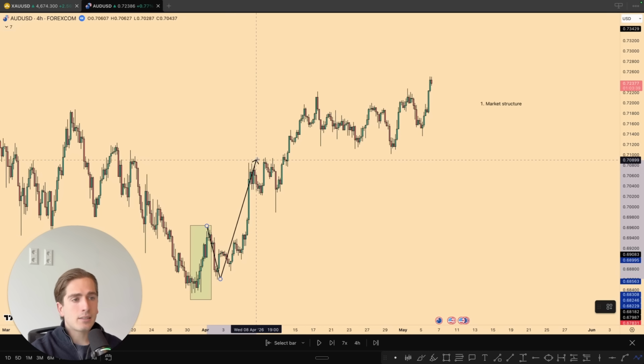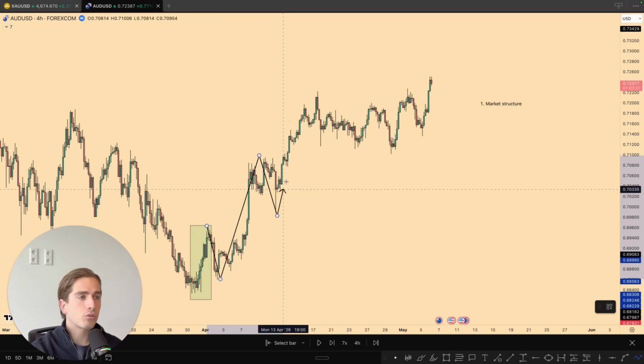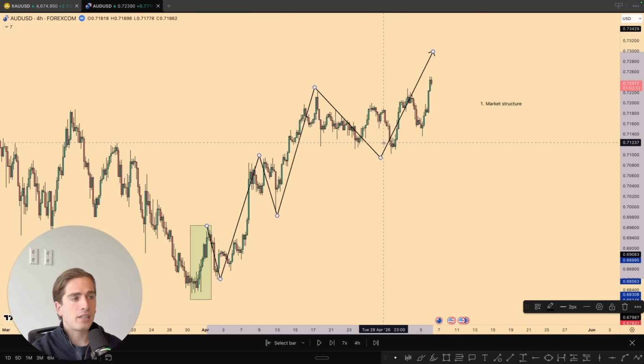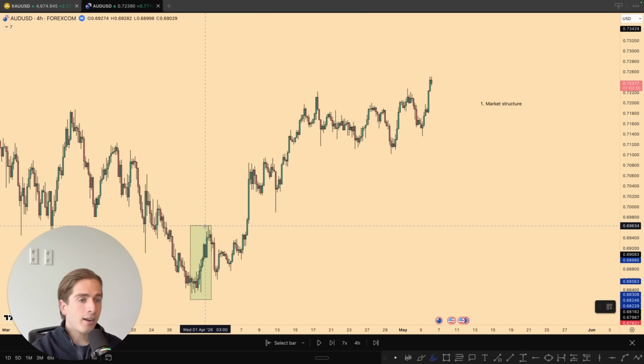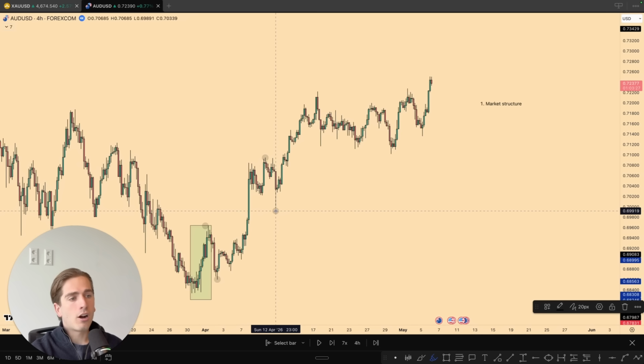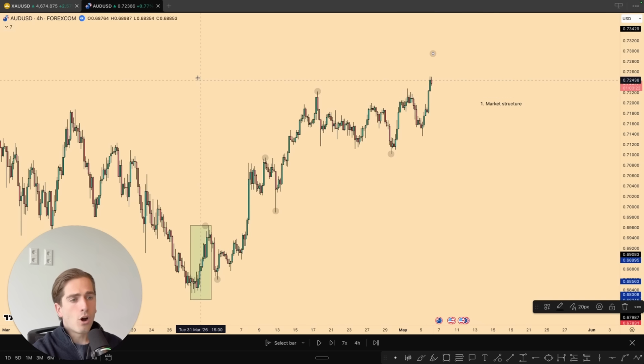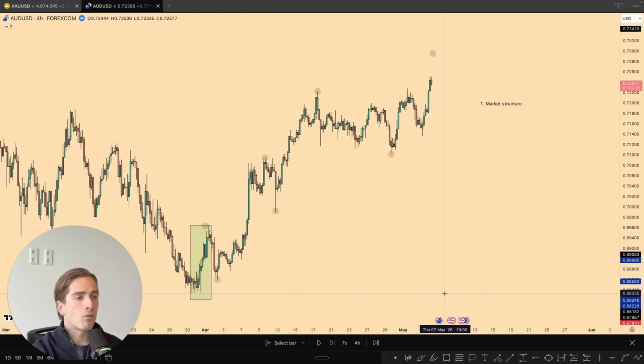Then we see the next impulse in towards the highs. We see another clean retracement, another beautiful impulse, retracement, and now we're seeing another impulse in towards the high. So again, we're forming higher highs, a higher low, higher high, higher low, higher high, a higher low, and we're looking to put in a new higher high. So also from a 4-hour perspective, the overall market structure is bullish.